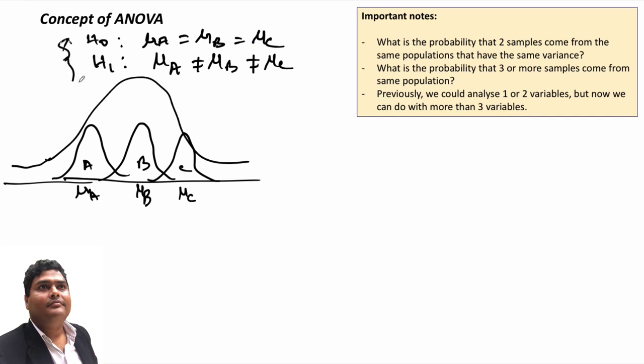But the question is very simple. What is this A, B, C and all? There are two concepts we need to remember: one is between the groups and the other is within the groups. Between the groups means how far the group means stay from the total mean. And within the groups means how far individual values stay from their respective group mean.